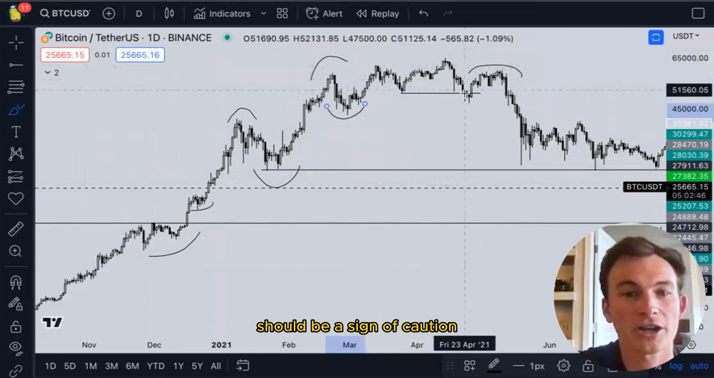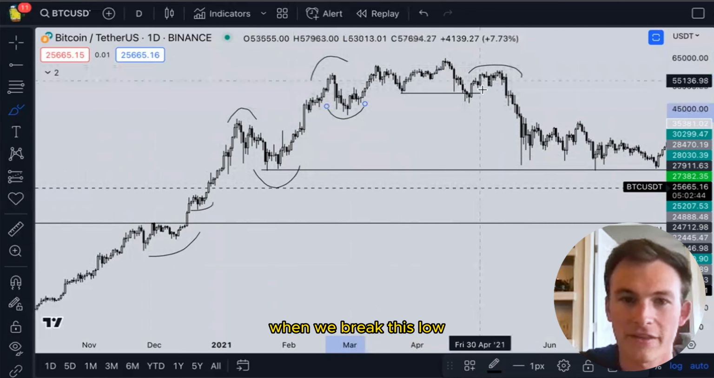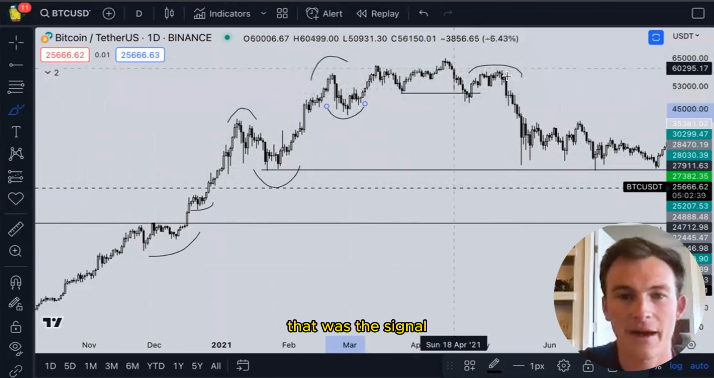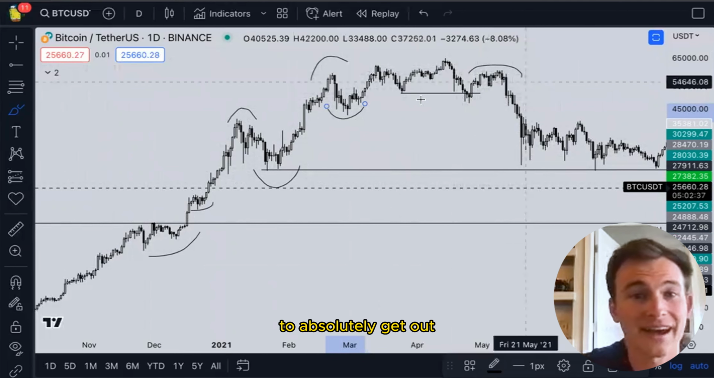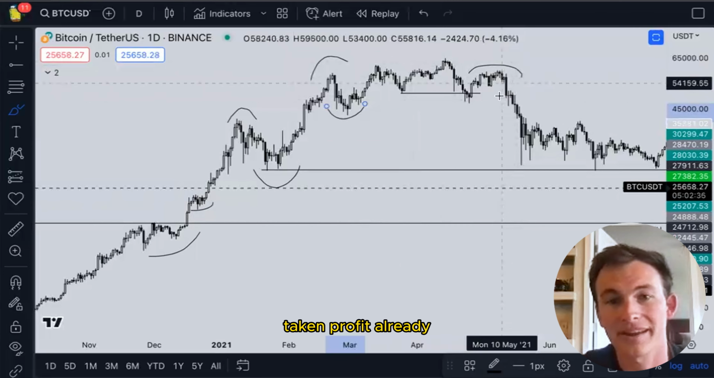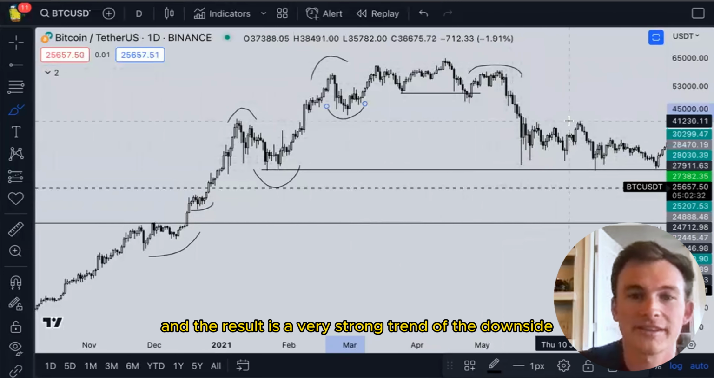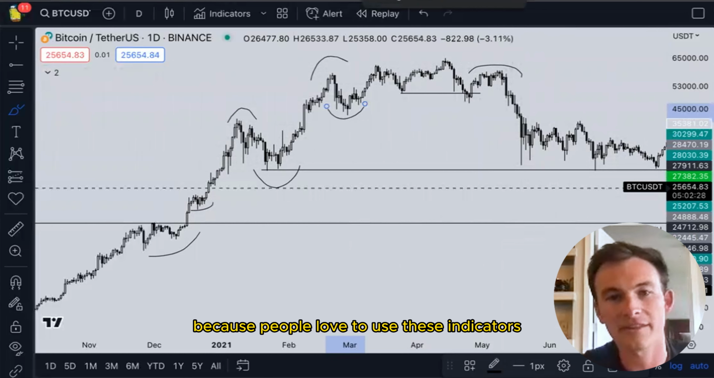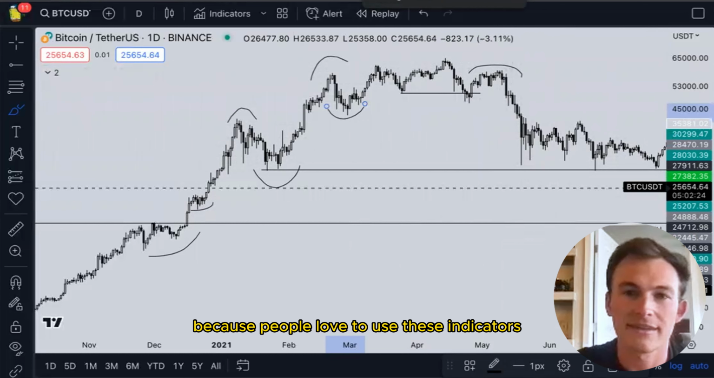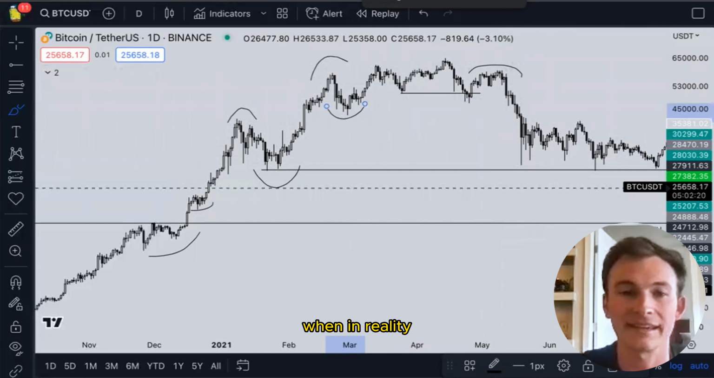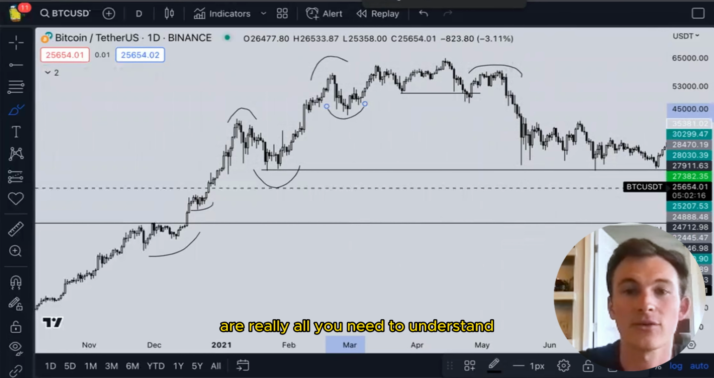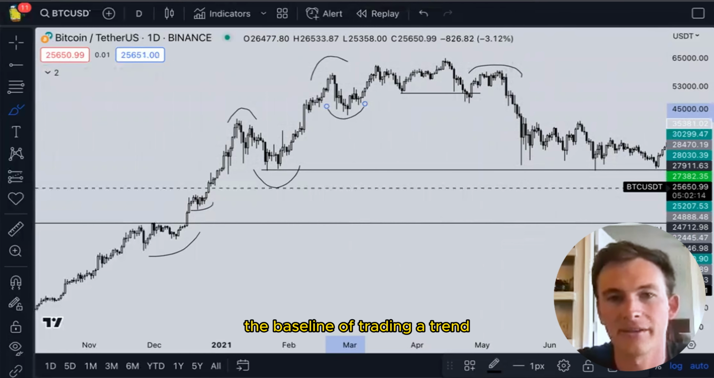Should be a sign of caution, especially when we break this low, technically. This lower high right here, that was the signal to absolutely get out if you hadn't taken profit already. And the result is a very strong trend to the downside. But I just wanted to kind of highlight that, because people love to use these indicators. They have to use them to trade the trend, when in reality, structure, momentum, and context are really all you need to understand the baseline of trading a trend.